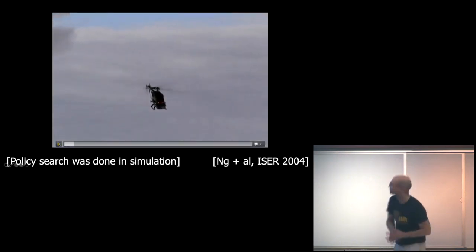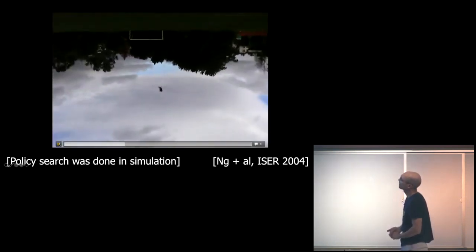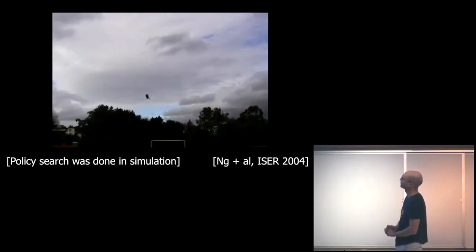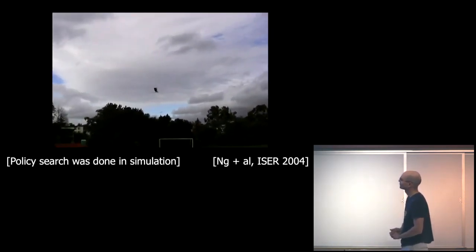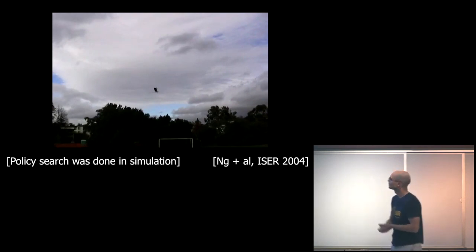And here is what you get. So we have a policy that's reliably controlling this helicopter, which is actually a very hard control problem, even harder when you fly upside down. And this was first enabled through reinforcement learning.